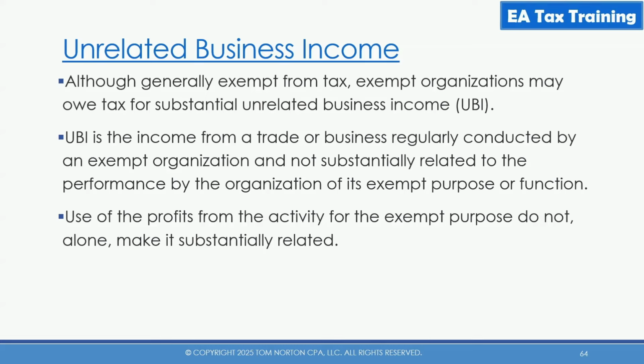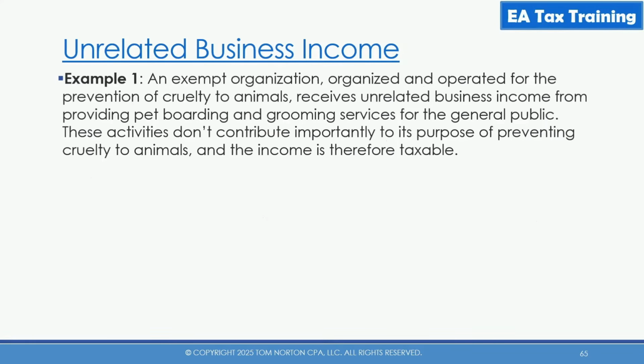So if the organization is running a business and that business is not substantially related to the charitable purpose for which that organization exists, then they have to pay tax on that income just like any other business would have to pay tax. And it's not enough to just say, well, we're using this money in order to fund our charitable purpose. That will not cut it. So let's look at a couple of examples to see how this works.